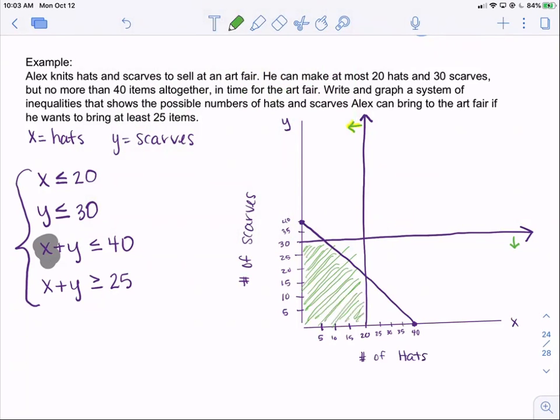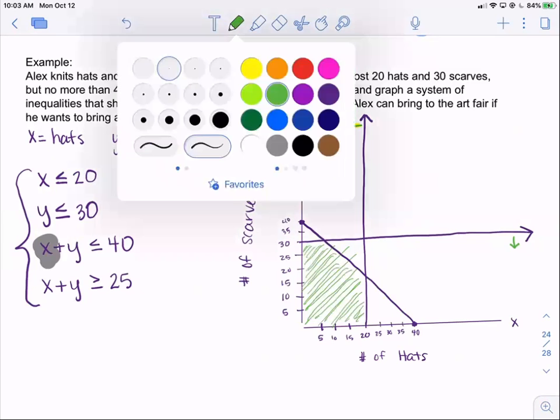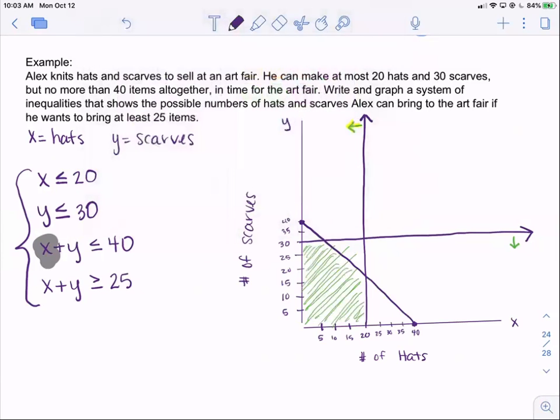Okay. Now let's do the same thing with x plus y is greater than or equal to 25. If we cover up the x, what does y equal? 25. And if we cover up the y, x equals 25. Okay, and are we above or below that line if it's greater than or equal to? Above. So if we're above that line we just drew, all of our solutions are in this shaded region.